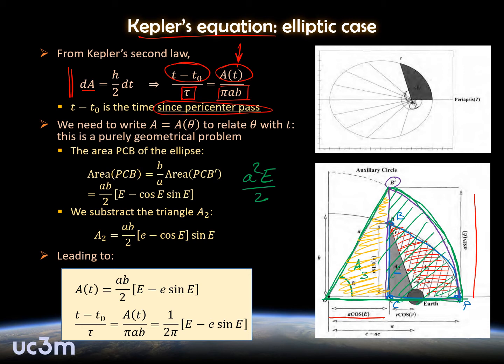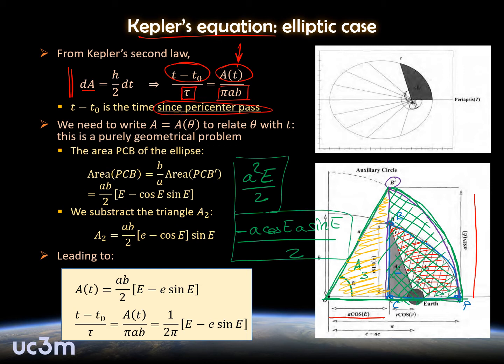Actually, we have that in terms of the eccentric anomaly, which is what we want. So the area over here, this small piece of the auxiliary circle, is going to be this quantity minus the area of the triangle, which is A cosine E times A sine E divided by 2. The result of this is the PCB prime area.